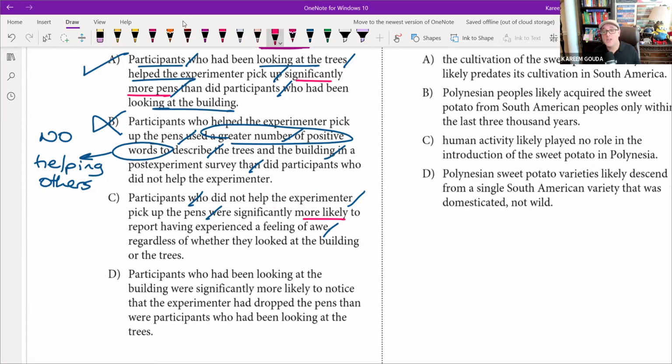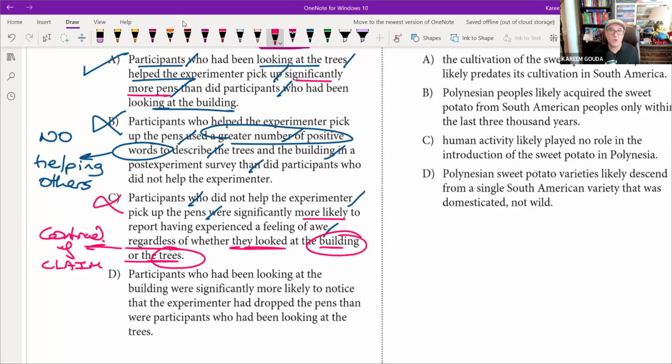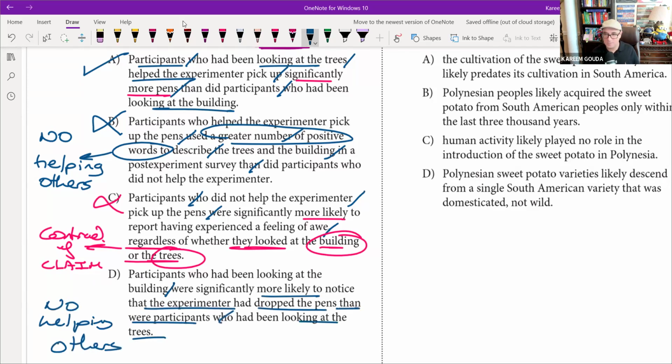But wait a minute. Regardless of whether they looked at the building or the trees, this is a contradiction of the claim. Because the claim says that if you look at trees, you have awe. If you look at the building, you have boredom. So they can't report the same thing whether they look here or not. So this is wrong. D, participants who had been looking at the building were significantly more likely to notice that the experimenter had dropped the pens than were participants who had been looking at the trees. Here we have no helping others. And you know what? I think I actually missed something here.